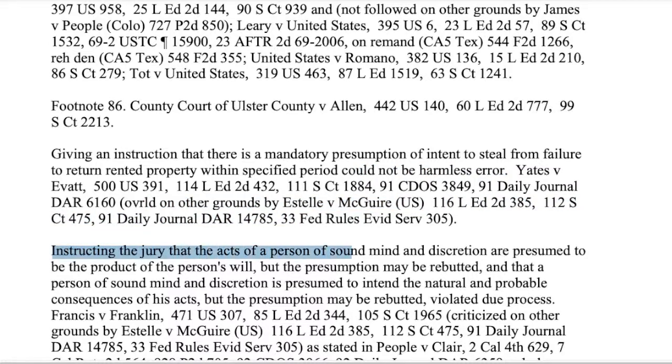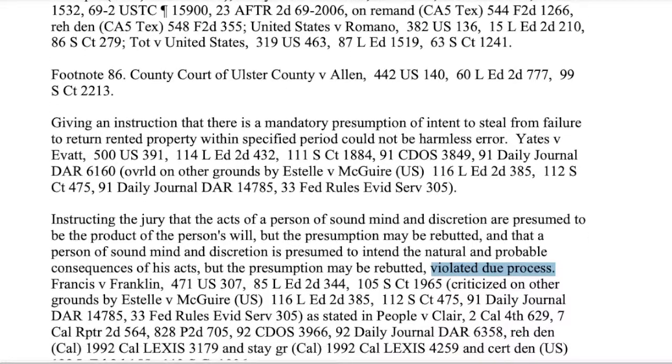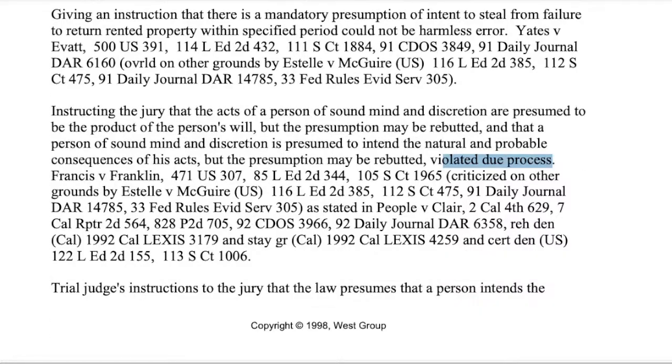Instructing the jury that the acts of a person of sound mind and discretion are presumed to be the product of the person's will, but the presumption may be rebutted, and that a person of sound mind and discretion is presumed to intend the natural and probable consequences of his acts, but the presumption may be rebutted, violated due process. So I guess you can't rebut that one, at least not easily.